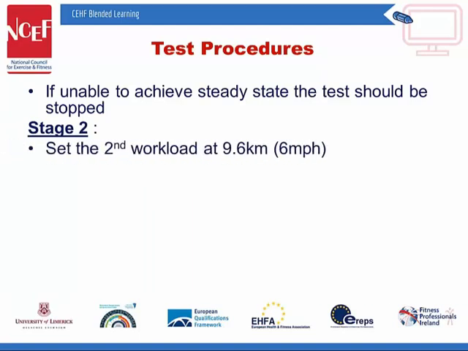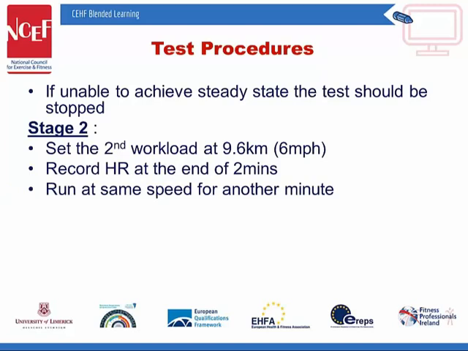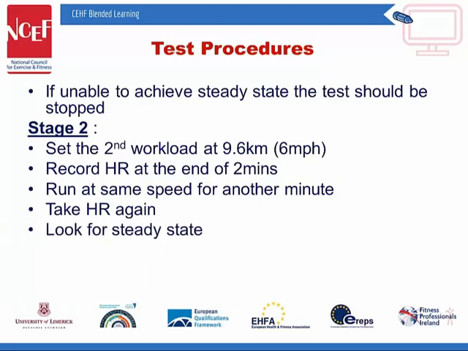So we're going to set the second workload at 9.6 kilometers per hour, upping the speed there from 8 kilometers an hour where it was at the first workload. Record the heart rate again at the end of 2 minutes. Run at the same speed for another minute and take the heart rate again as we did in stage 1. Look for steady state again between the heart rate after minute 2 and minute 3.